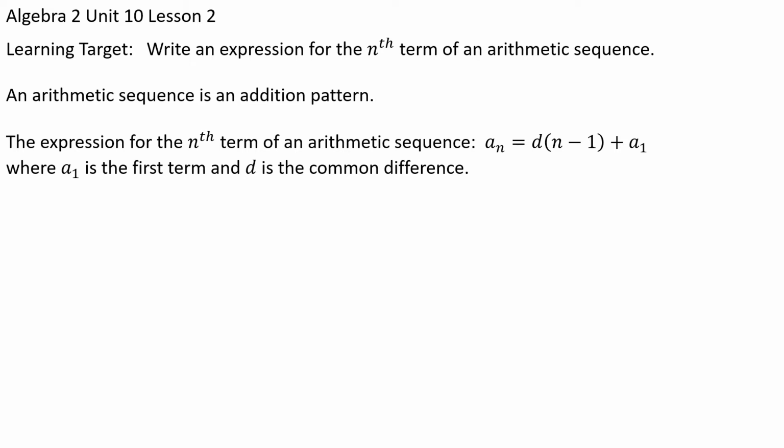Now, I suggest that you be willing to write down that equation for each question. Write down a sub n equals d times the quantity n minus 1 plus a sub 1, because then you just plug in some numbers and it'll be a piece of cake. So we're going to look at a few examples.